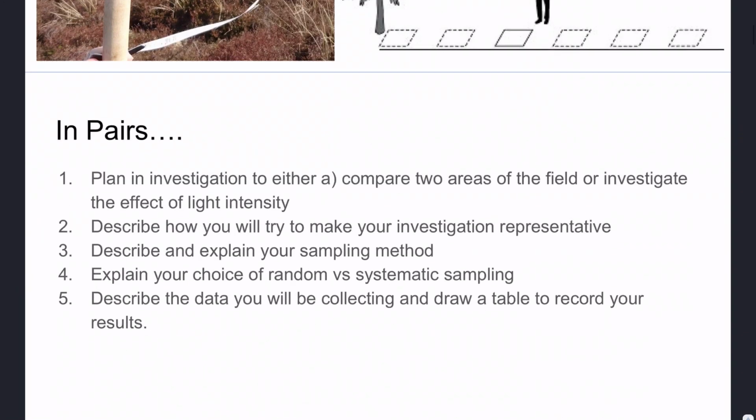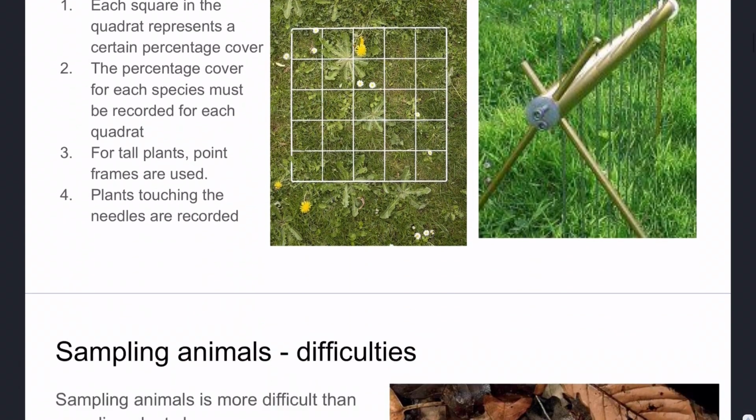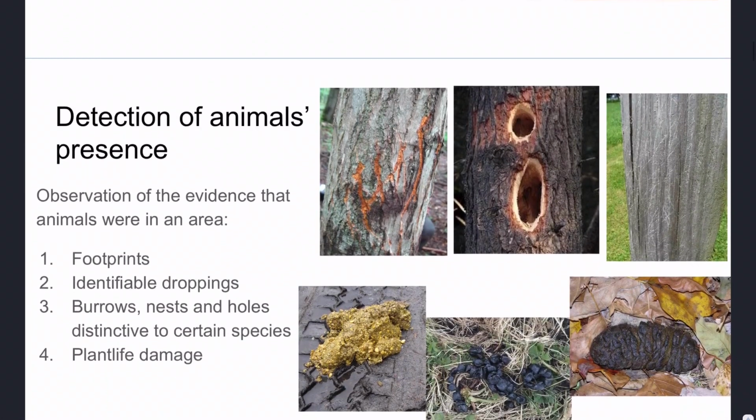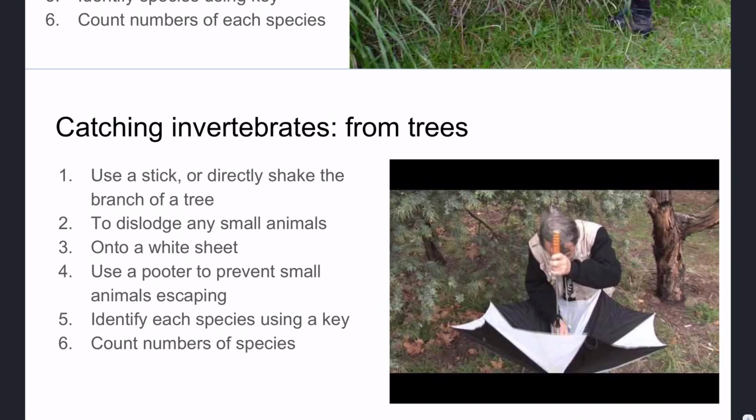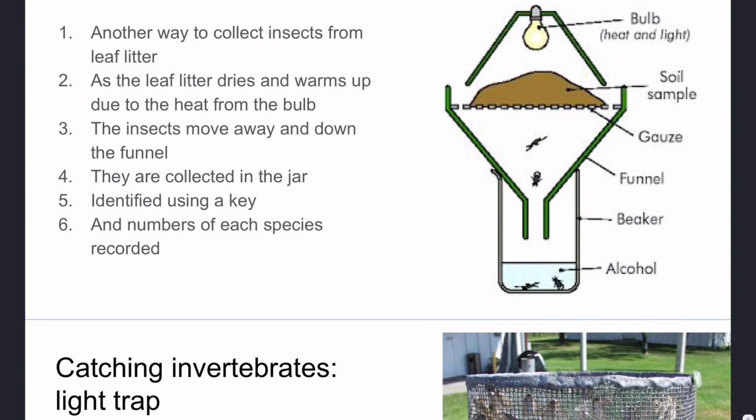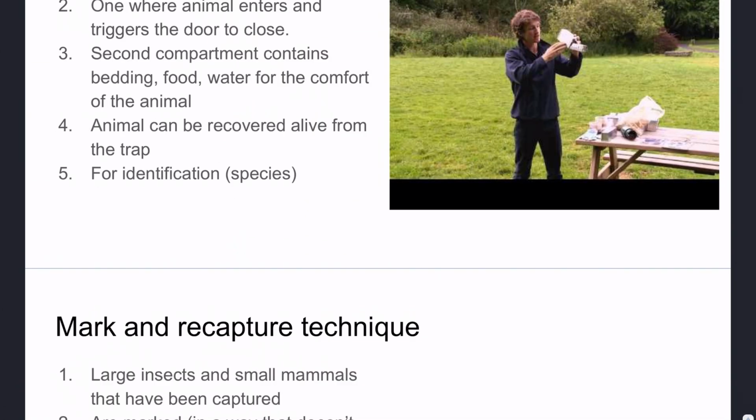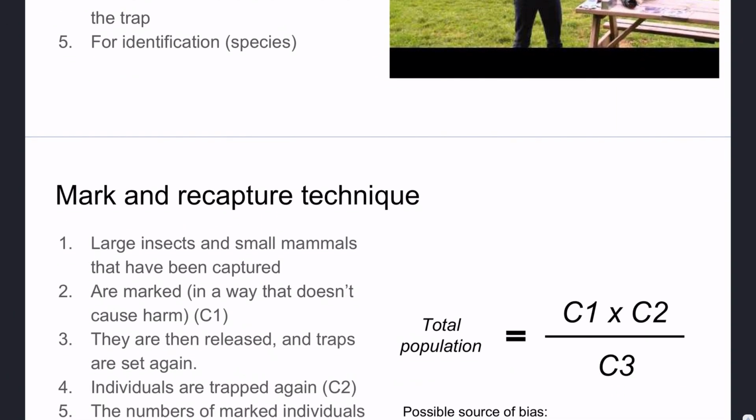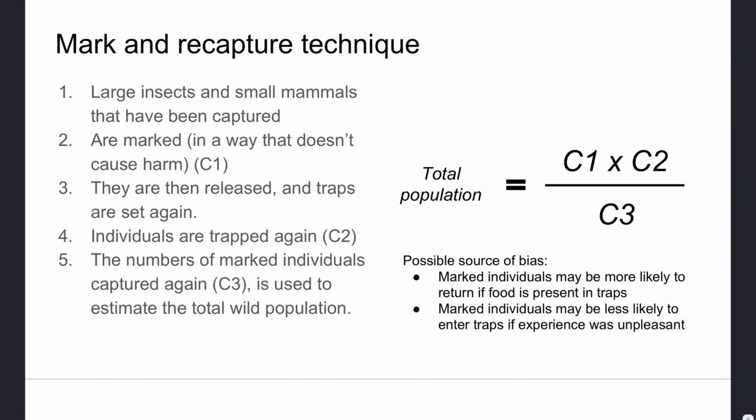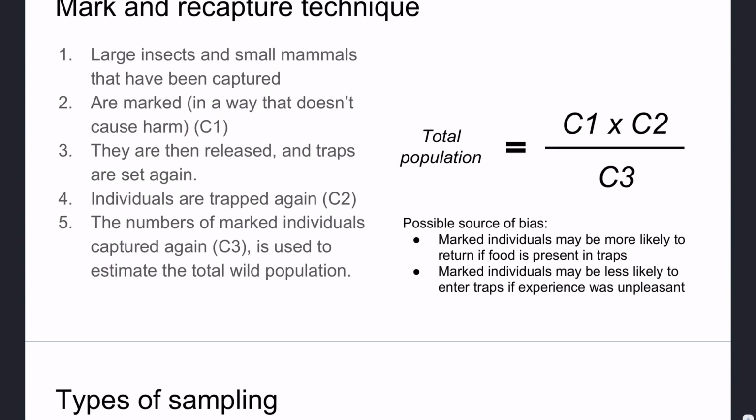So we had this whole section on how to measure biodiversity, at least how to measure species biodiversity, and what different techniques and approaches and factors you consider depending on what it is you are investigating. And then we looked at the different techniques that are needed to look at animals. And then we also looked at how we estimate population sizes. With plants, it's percentage cover. With animals, we use the mark and recapture technique to estimate that population size based on the sample that we collect.